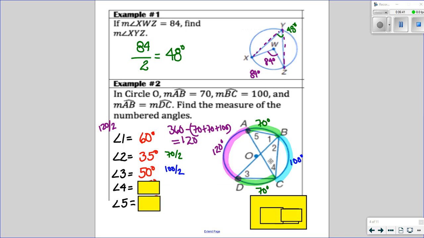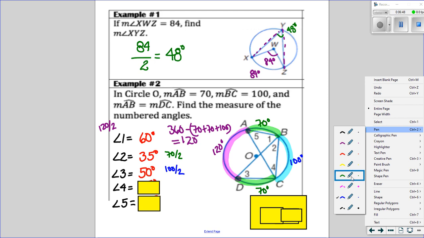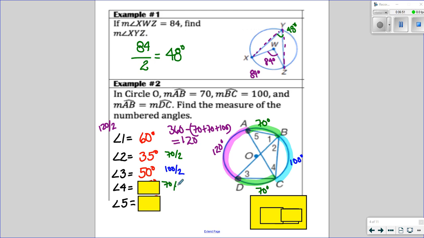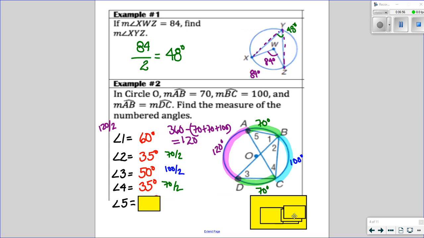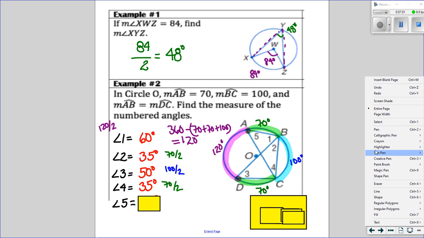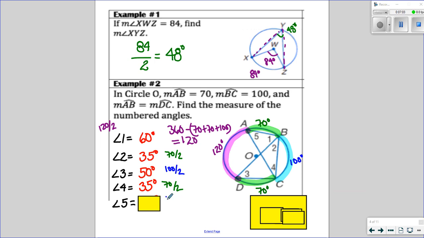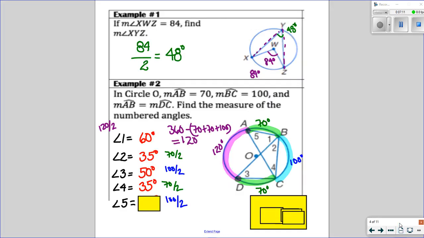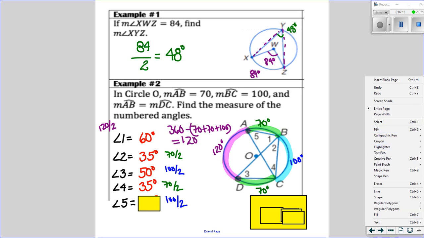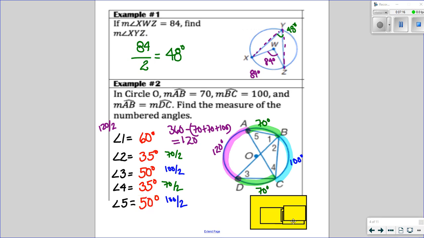And if you look at angle 4, which is ACB, this arc is 70, so half of 70 gives us 35, just like angle 2. And then for the last angle, angle 5, formed by BAC, the arc is 100, so half of that will give us our inscribed angle, which gives us 50.